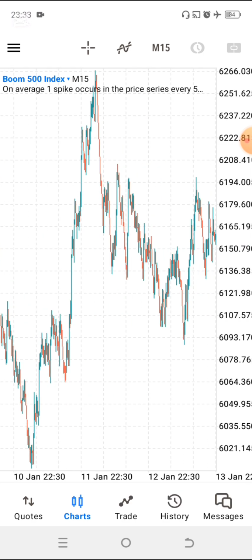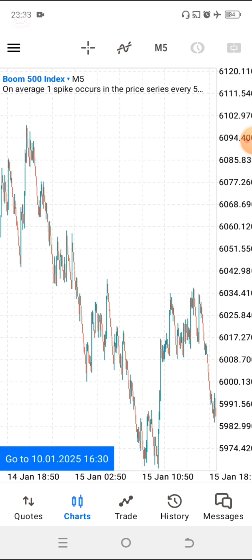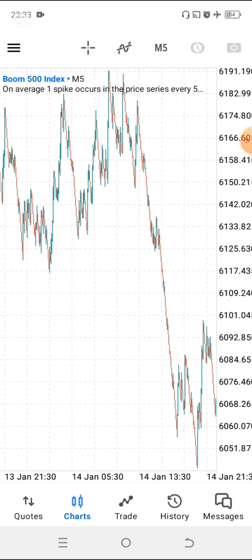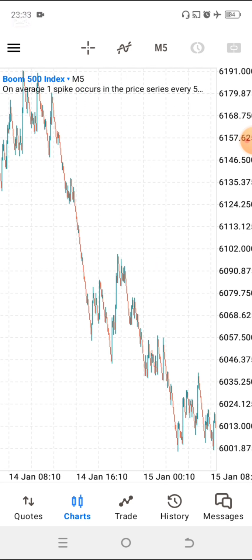So I think the lower time frame, especially if you're a beginner, if you don't know what you're doing, if you don't want to lose a lot of money, it's just better to stick to the 5-minute time frame or the 15-minute time frame, so you can just go alongside the current trend.